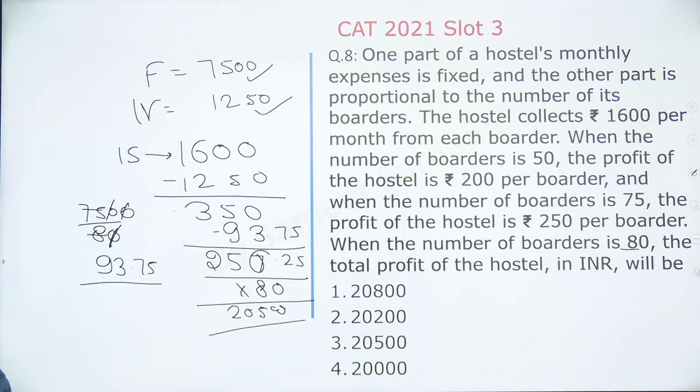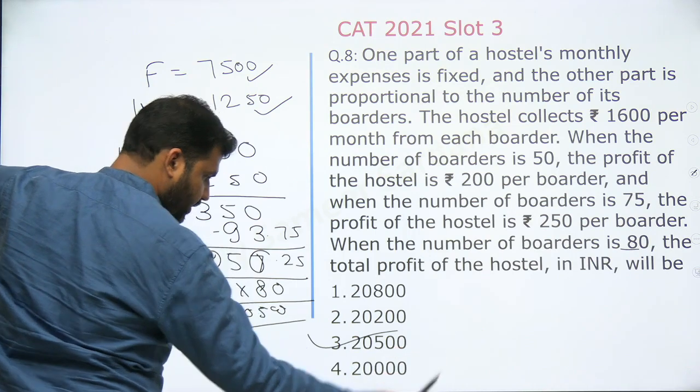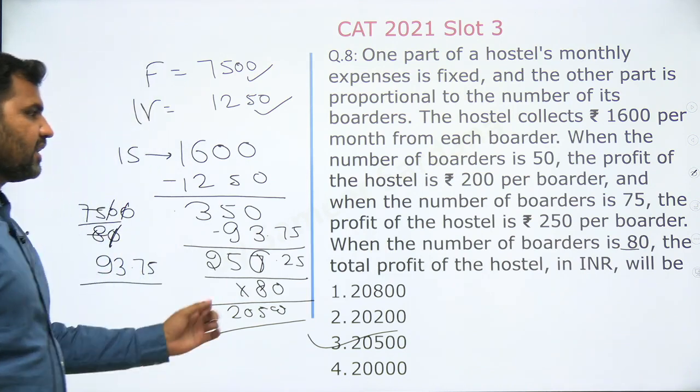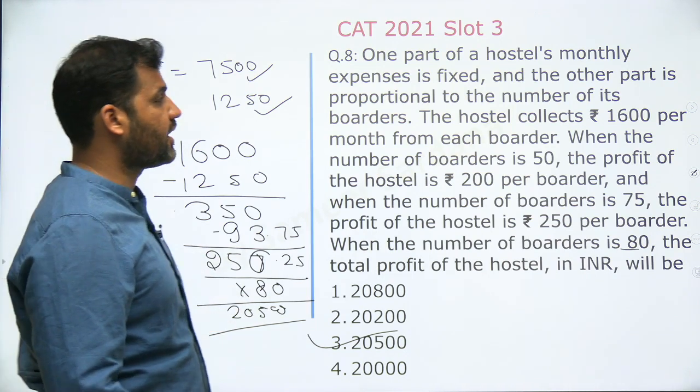This is what you will be doing. Yes. Do the calculation part. The answer will be the third option. 20,500 would be the final answer of the question. That is your question number 8.